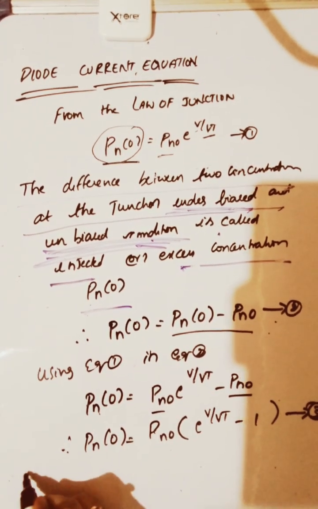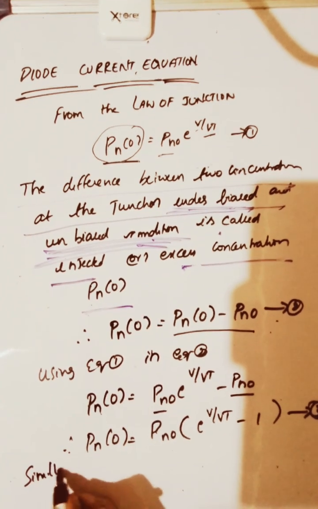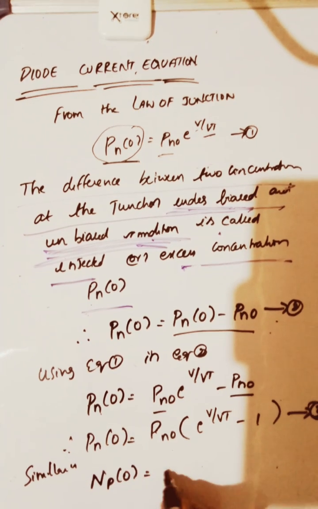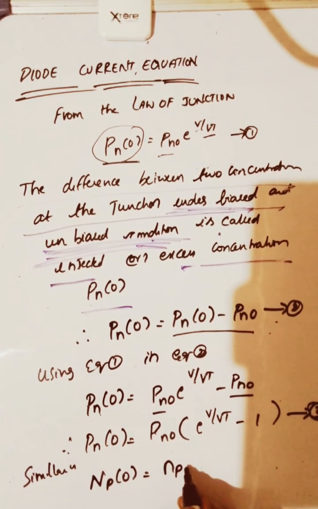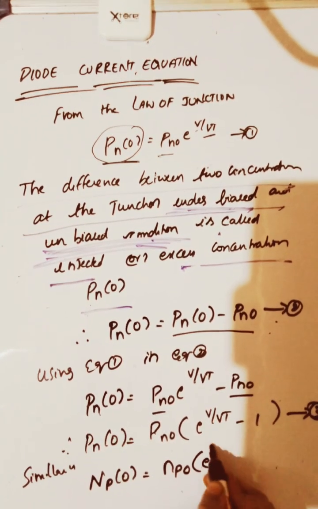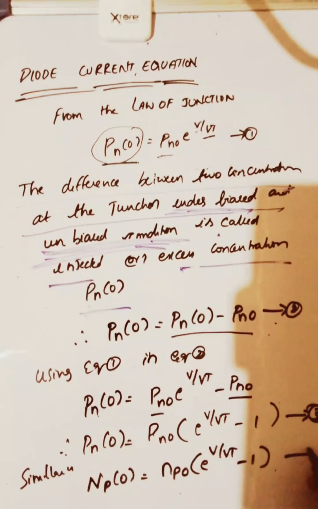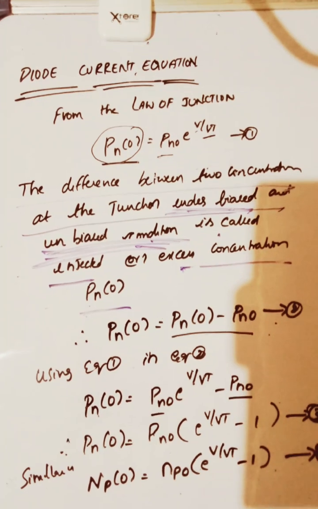Now, similarly, Np of 0 is equal to Np naught e to the power of V by Vt minus 1. Equation number 4. It is very easy.